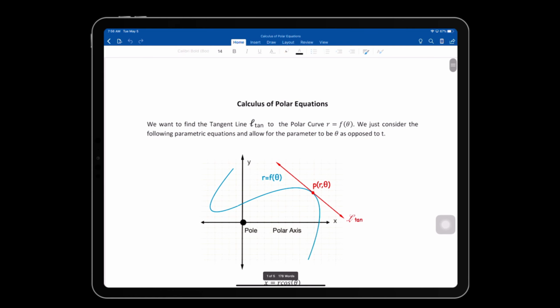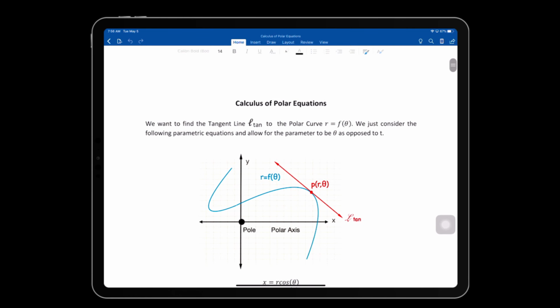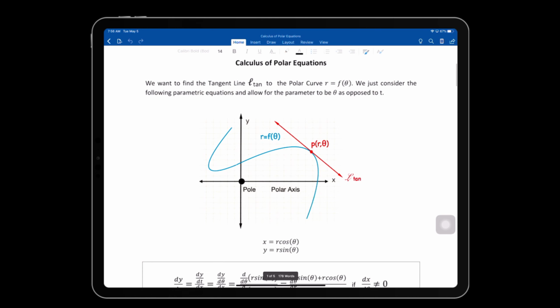So, okay. Let's see what's happening there. All right, let's see what's going on here. So, now we're going to have a polar curve for us. R is f of theta. We've seen those curves last time. And we just want to consider the following parametric equations and allow for the parameter to be theta.